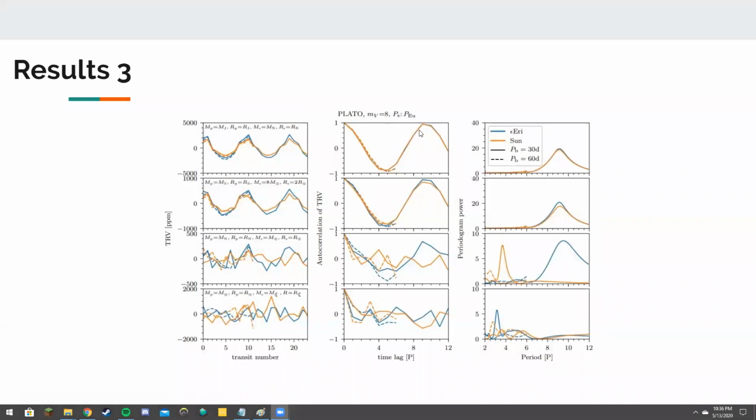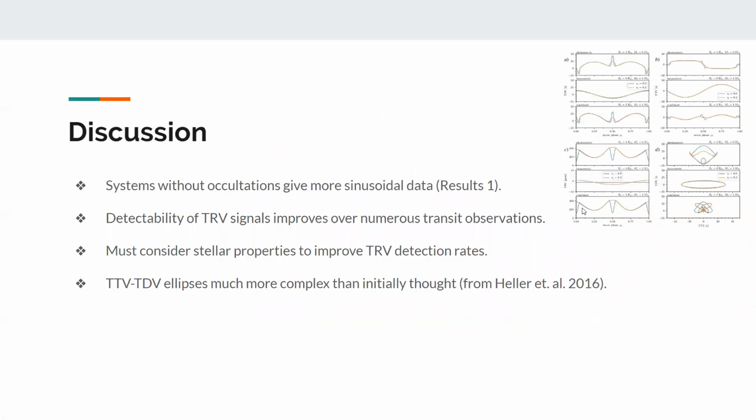So these plots show us the different types of TRV curves or effects that we can expect from these different conditions. And they're organized accordingly. So they have just the basic TRV curves on the left here. Then they have the autocorrelation in the middle. And then they have the periodogram of the curve on the left over here on the right. And then from here, we can go on to our discussion.